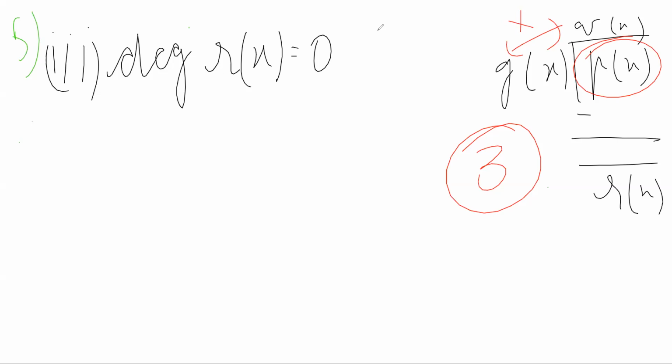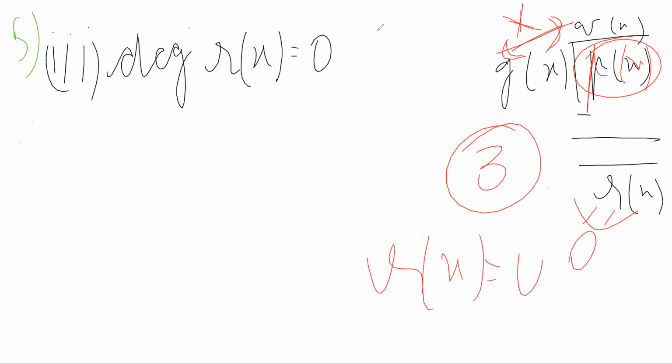When you multiply Q of x and G of x, you will get a polynomial. And if the degree of the new polynomial matches the degree of P of x, then R of x can be equal to 0. Okay. So now I'll give an example.